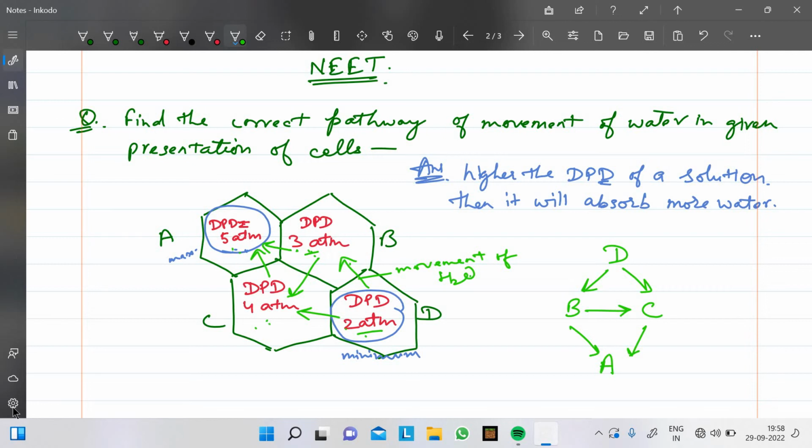Water सेल C से सेल B में नहीं जाएगा क्योंकि यहाँ पर DPD हाई है, यहाँ लोअर है. Water will always move from cell B to cell C. Clear? So this will be the correct pathway of movement of water.